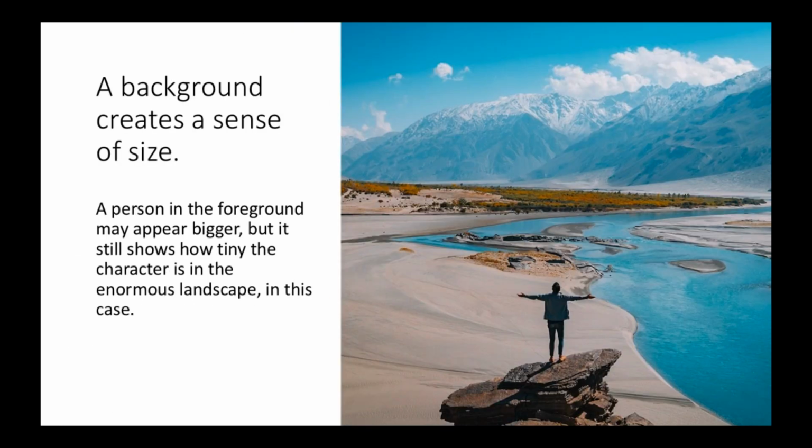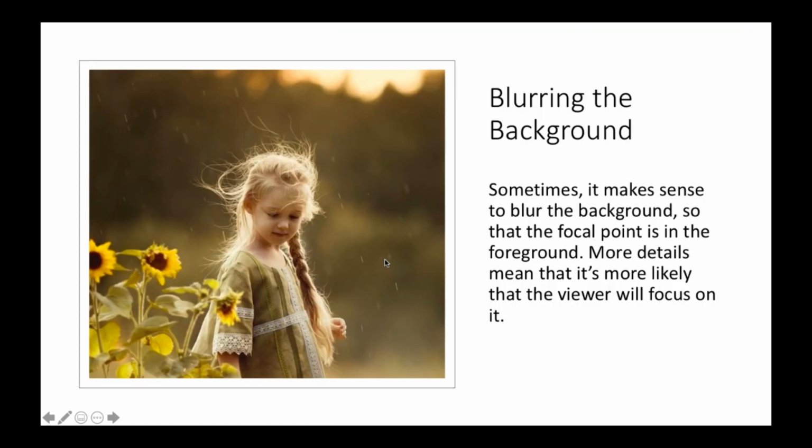A background creates a sense of size. A person in the foreground may appear bigger, but it still shows how tiny the character is in the enormous landscape in this case. Now, look, this guy, if you would have put him here, he would have been just a little speck, right? So it does appear that he's bigger, but you can still see how small he is compared to this whole landscape, and that's what creates that sense of size.